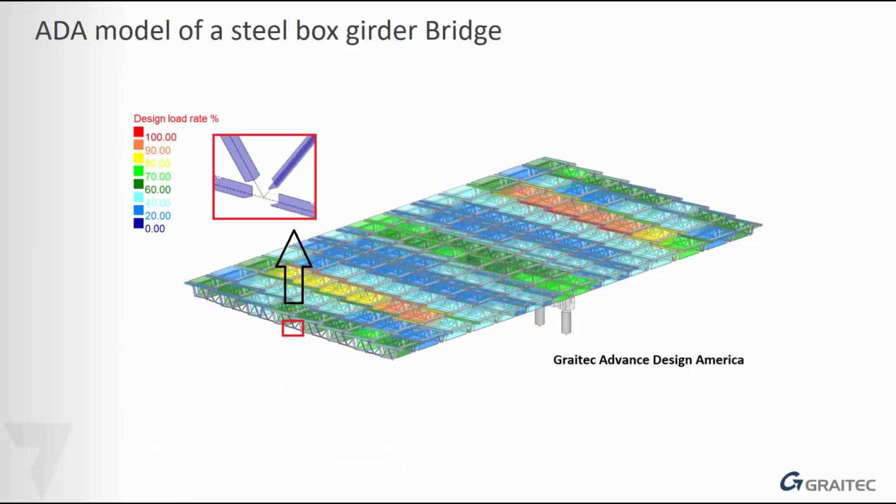Okay, in this slide I will show you a bridge design example where we have used ADC to design this diaphragm member. As you see, we have 4 angle sections in this connection for this diaphragm between my box girders. So first of all, I can show you the full bridge model in Advanced Design America software.